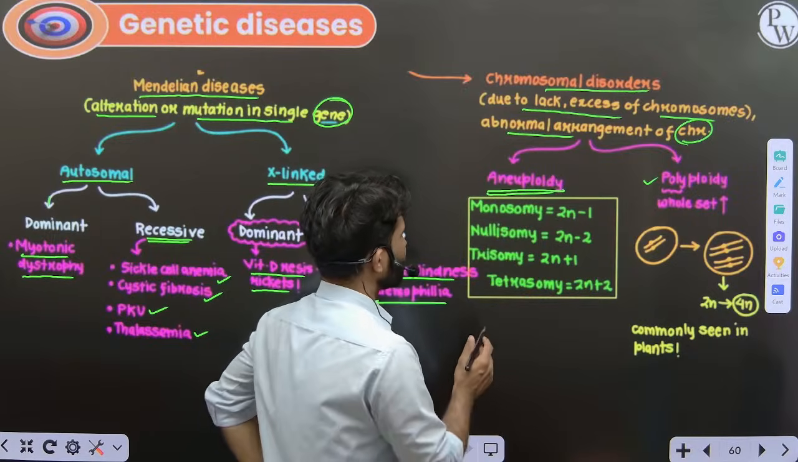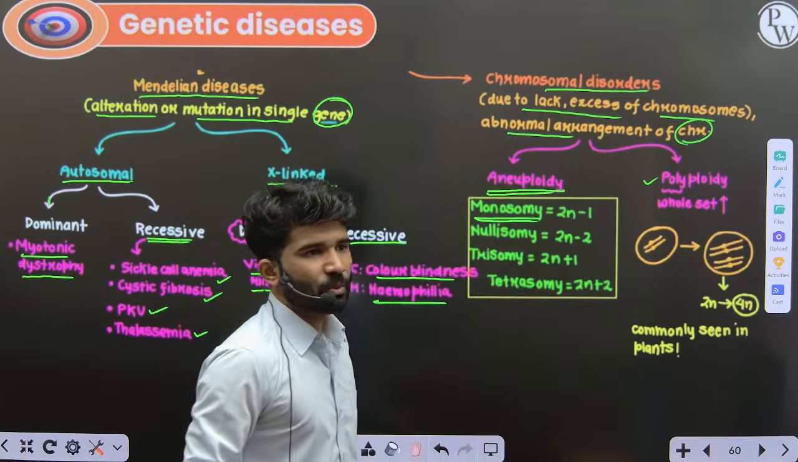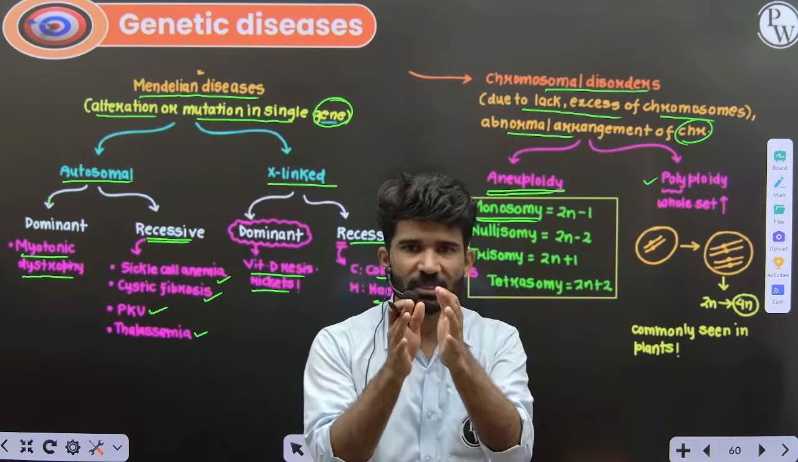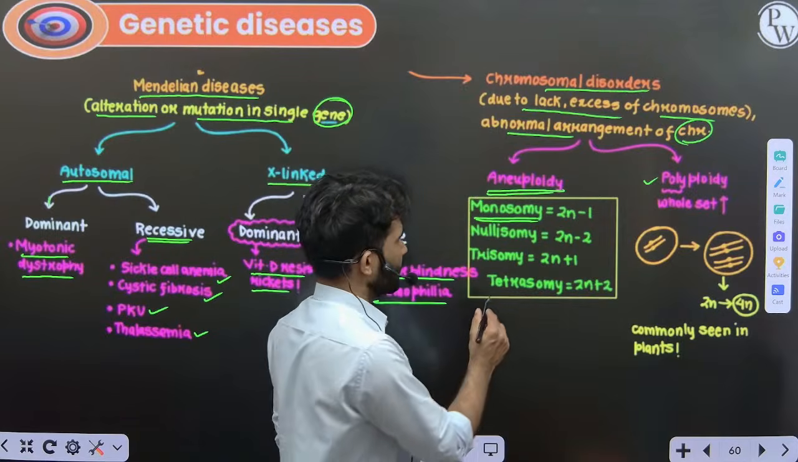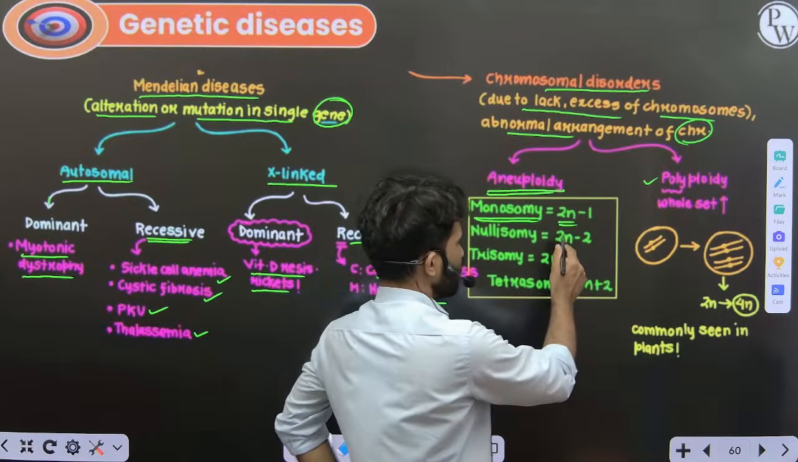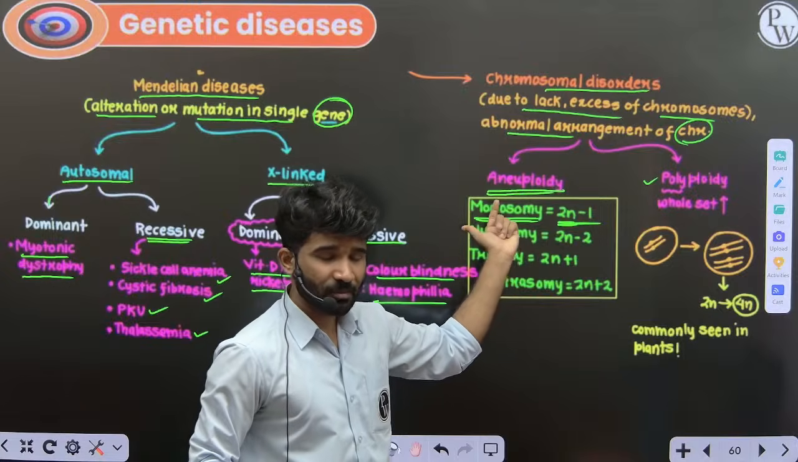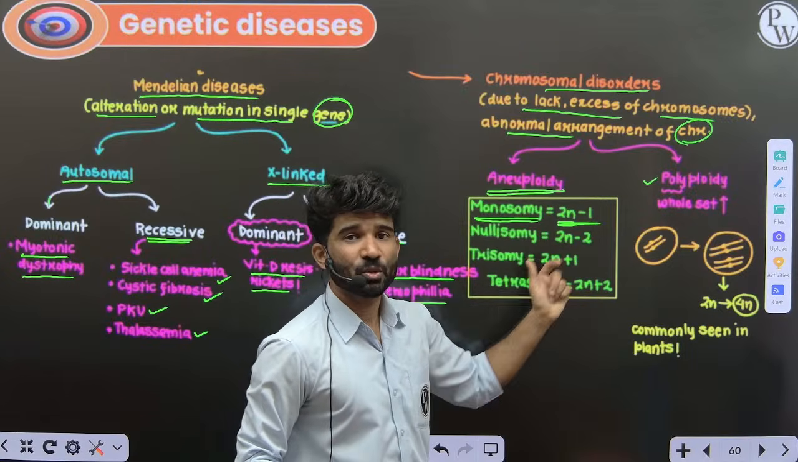An example for those is monosomy. So what is monosomy? Chromosomes exist in pairs. In any one pair, only one chromosome is present instead of two. That leads to 2n minus 1. One chromosome is less here. That's why it is called monosomy.